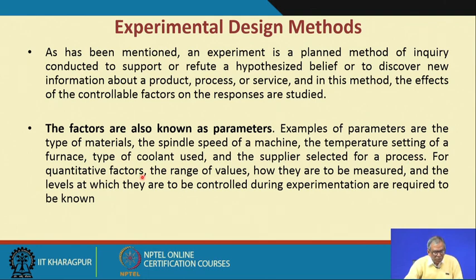For quantitative factors, the range of values and how they are to be measured. Like if you say spindle speed 500 rpm, how do you measure it? Then the levels at which they are to be controlled, that means whether you should control at 500 rpm or 450 or 650. This should be specified, and then only you can do experiments at different levels of a factor.